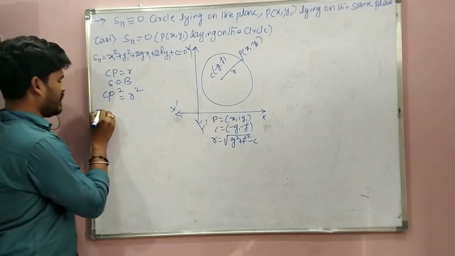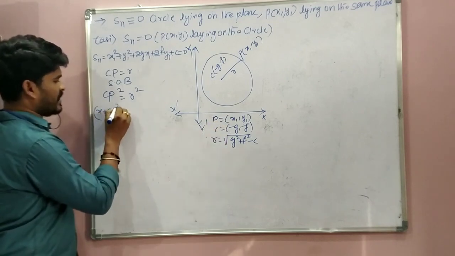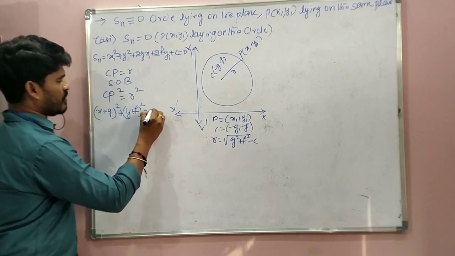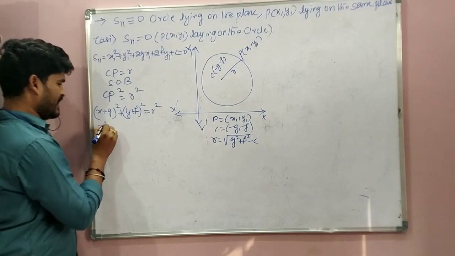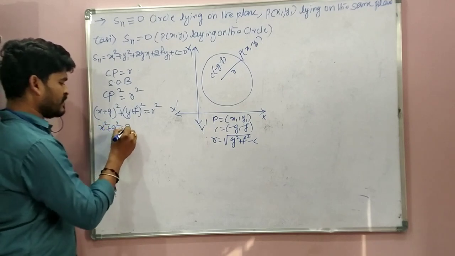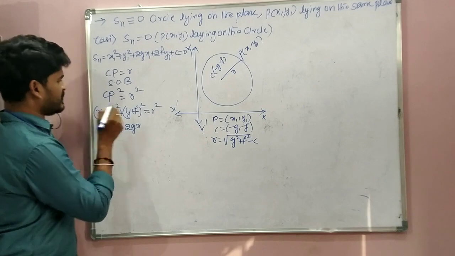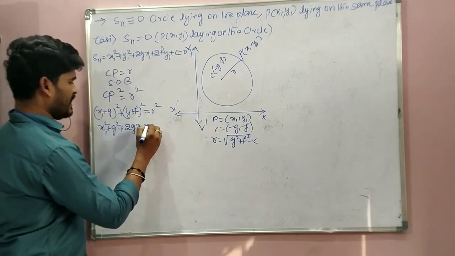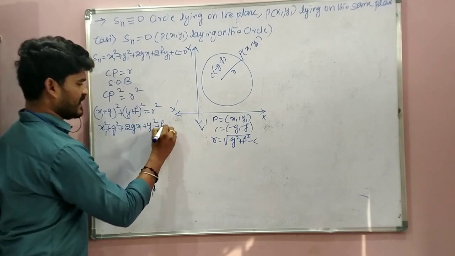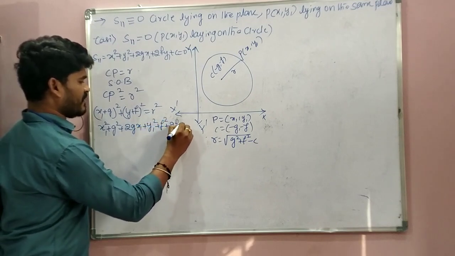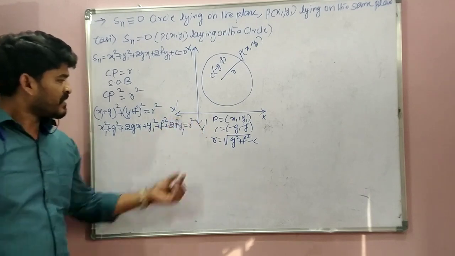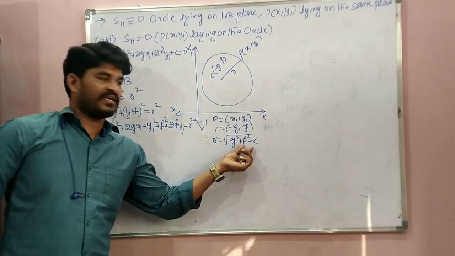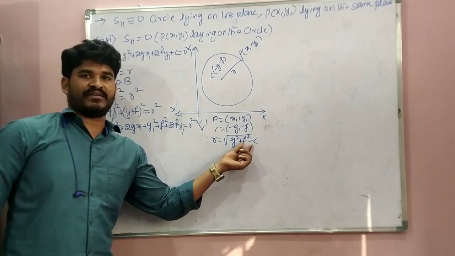Therefore (x1 plus g) whole square plus (y1 plus f) whole square is equal to r square. So x1 square plus g square plus 2gx1 plus y1 square plus f square plus 2fy1 is equal to r square. What is r square here? r square is nothing but g square plus f square minus c.